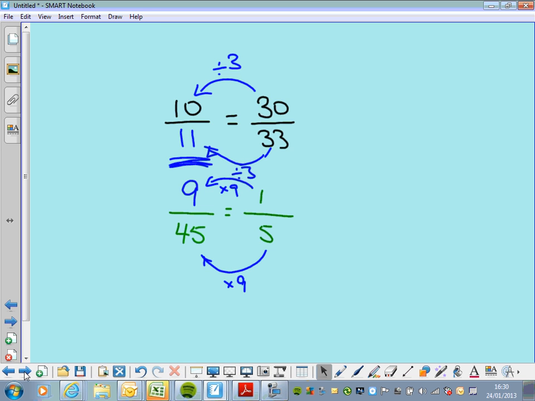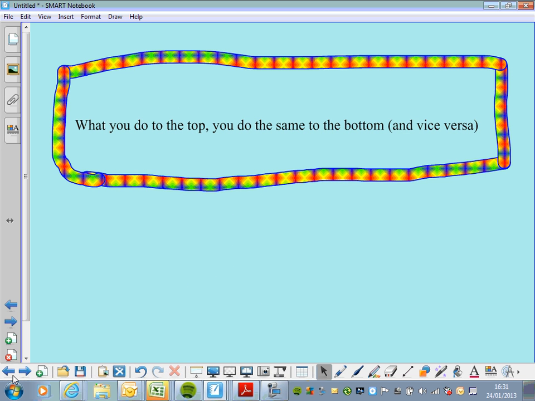So that's equivalent fractions. Golden rule, don't forget it. What you do to the top, you do the same to the bottom, and the other way around.